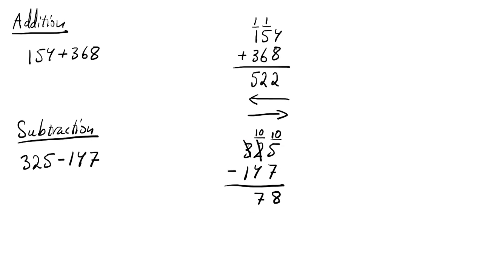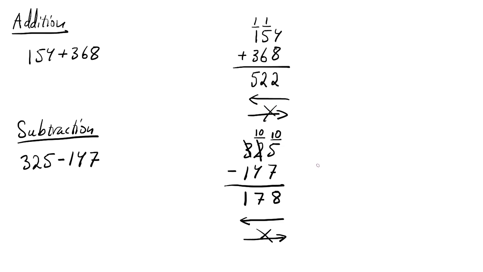And then finally we do the hundreds. Here we have 2 minus 1, that's 1. So we end up with 178. So also here we work from right to left. Not because it's necessary, but for efficiency reasons. We could do this also, but it's not as efficient.